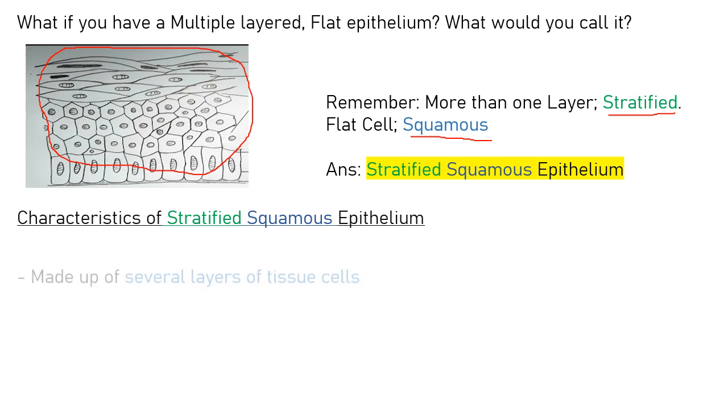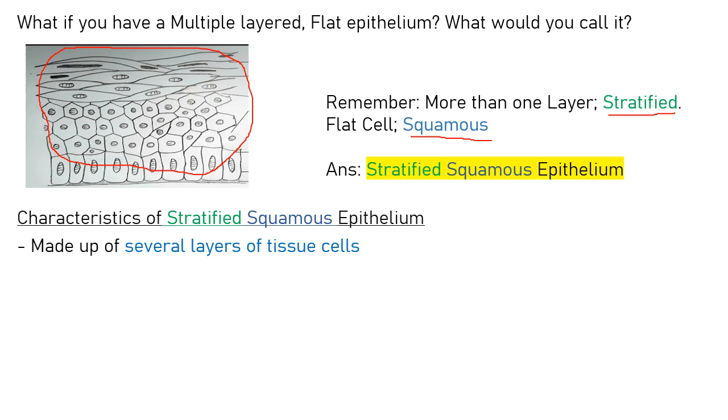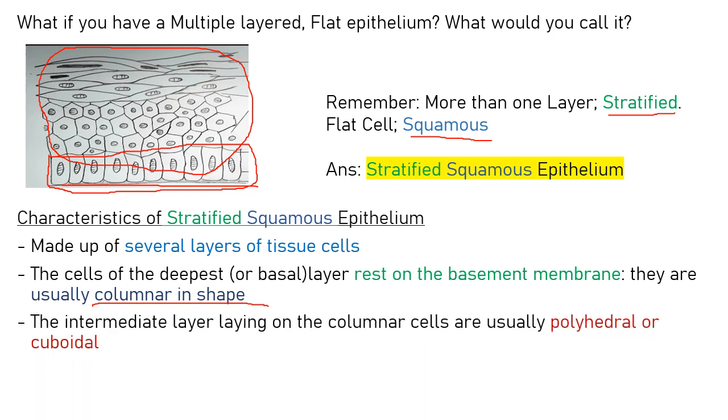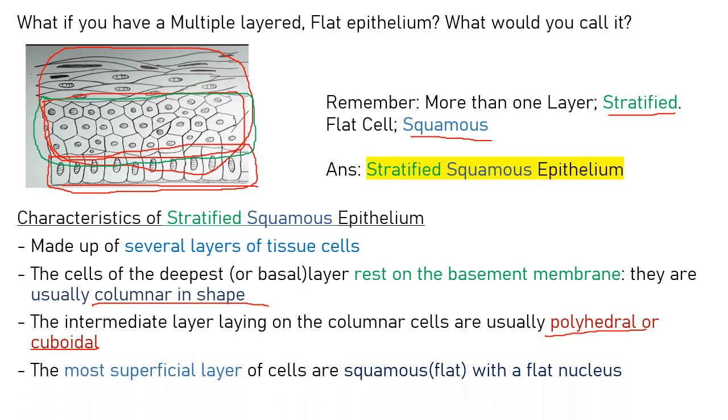So what are the characteristics of stratified squamous epithelium? So number one, it is made up of several layers of tissues. As you can see from here, we have many layers, having the most superficial ones to be flat. So the cells of the deepest, so the deepest ones here, okay, what shape is this? They're actually columnar in shape. So the ones that rest on the basement membrane, the basement membrane is right here, so they're actually columnar in shape. Okay, then the intermediate layer here is actually made up of usually polyhedral or cuboidal cells. So as you can see here, they look like polygons and stuff. These shapes here, then they're usually polyhedral or cuboidal in shape. Okay, then the most superficial layers are usually squamous, they are flat. So that's how we are able to classify this, because we classify it according to the most superficial layer.